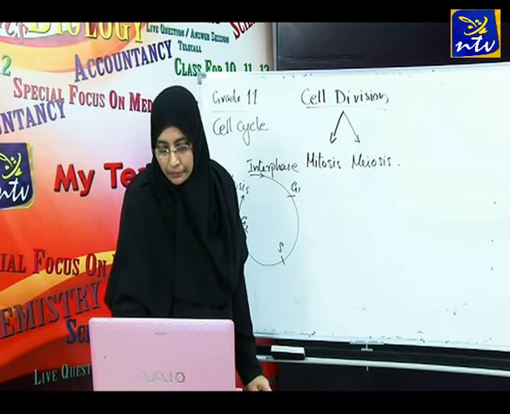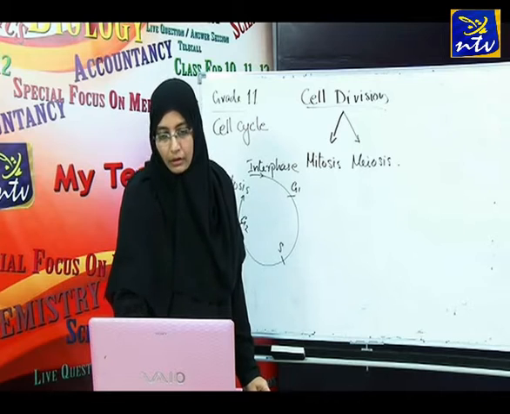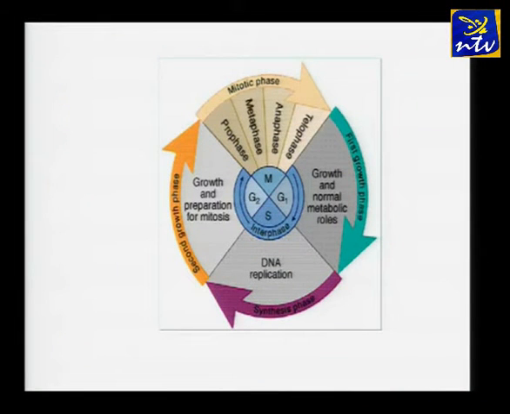Here you can see the cell cycle. The first growth phase, where you can see the growth and normal metabolic roles, is the G1 phase. So, G1 phase is the first growth phase. Growth and normal metabolic roles. The cell undergoes the normal metabolic processes. Then comes the second phase.